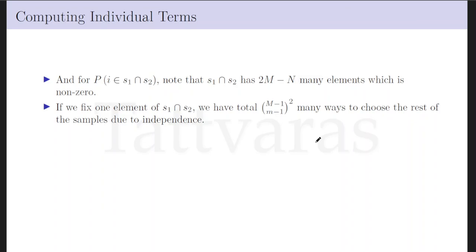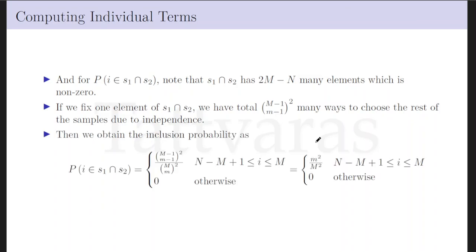So that is the number of ways to choose this kind of samples S1 and S2 where the ith unit is included in both of them. That is the intersection set. So the probability will be M minus 1 choose small m minus 1 divided by capital M choose small m, squared. And this also simplifies to small m by capital M, squared. And this is true if we are selecting the unit in the intersection part, right?